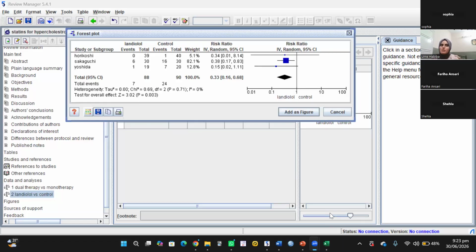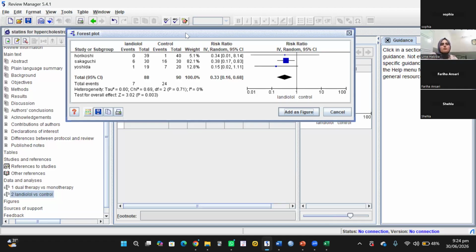When I look at the diamond, which is the combined effect of all the three small boxes, it also tells me that it's favoring towards the landiolol group. It means landiolol is effective in reducing the incidence of AFib in this population compared to control, right? Can you tell me which study had the greatest weightage in this result? Let me open the forest plot again. Which study had the greatest weightage?